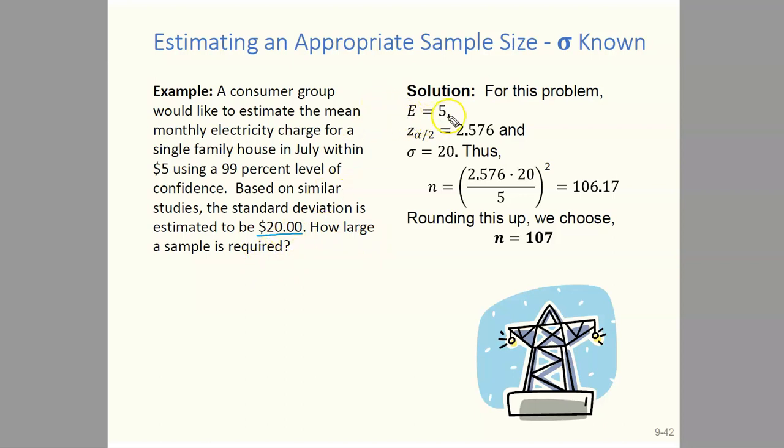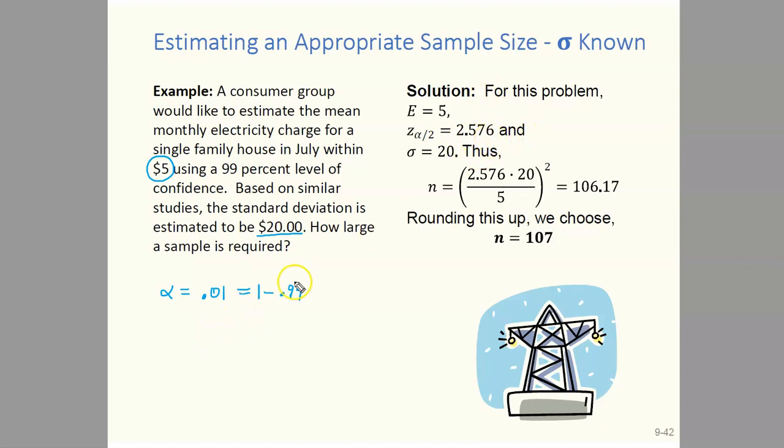So for this problem, our error E is the $5 that we want to be within. The alpha in this case is 0.01. That comes from the 99%, so that's 1 minus 0.99. The Z alpha over 2, in the case of a 0.01 significance level, is 2.576.